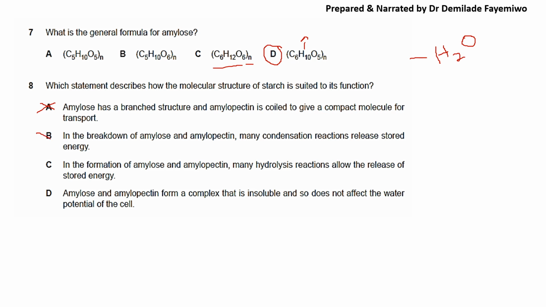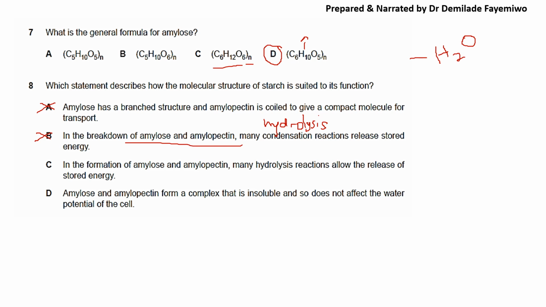This again is wrong because when you're breaking down amylose and amylopectin, you are adding water, and that is not a condensation reaction. That is a hydrolysis reaction. The release of water is condensation. The addition of water to break the bonds is hydrolysis. Let's look at C. In the formation of amylose and amylopectin, many hydrolysis reactions allow the release of stored energy, so that is a possibility.